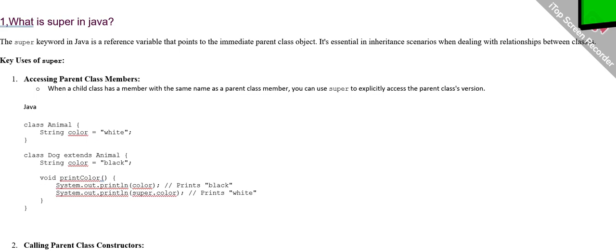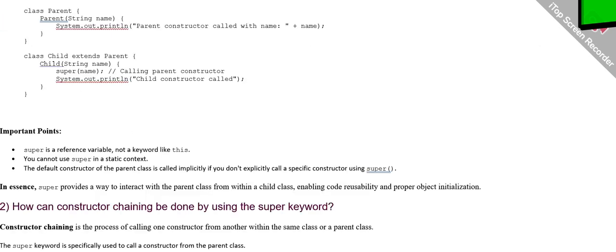Calling parent class constructors. The super keyword is used to invoke the parent class's constructor. It must be the first statement in a child class constructor. Java. Class Parent. Parent(String name). System.out.println("Parent constructor called with name: " + name).